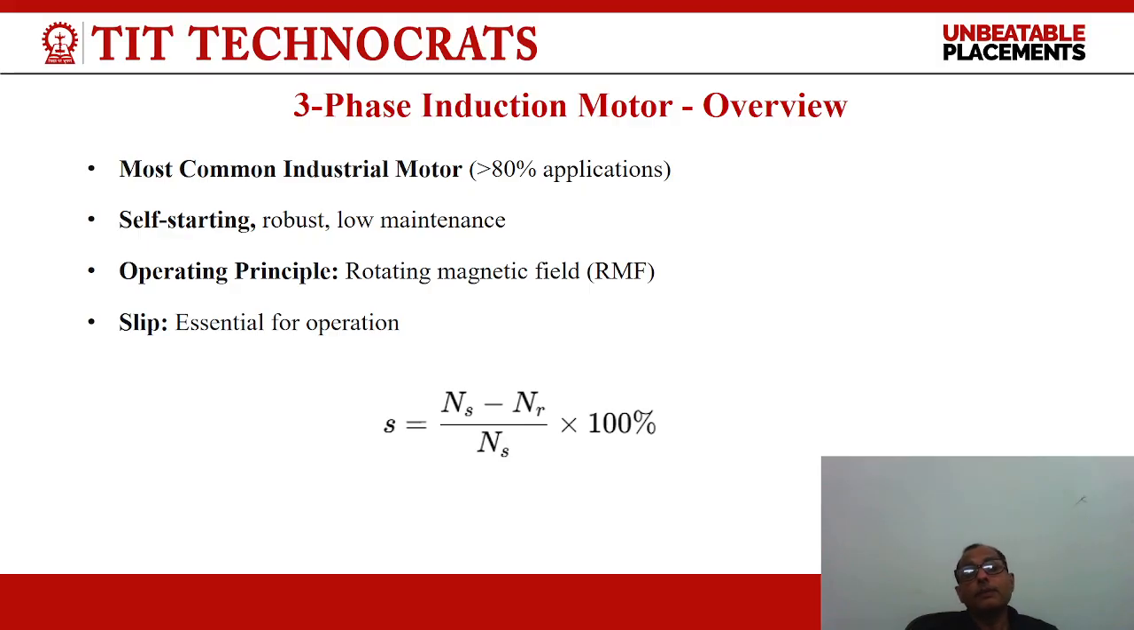Now we talk of the three-phase induction motor. This is another type of machine. It is the most common industrial motor, with efficiency greater than 80%. It is self-starting, robust and low maintenance. The operating principle is the rotating magnetic field, and the basis of operation is slip, that is the difference between the speed of the rotor and the magnetic field.